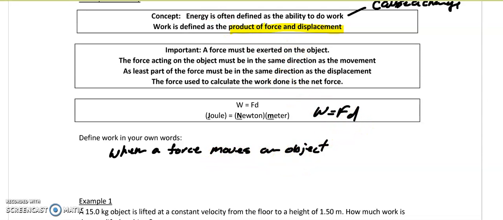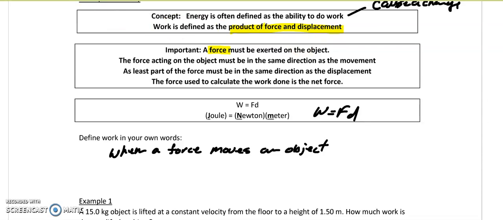Now, a couple of things here that you should be aware of. I want to highlight them. First of all, there must actually be a force exerted on an object. If it is just moving due to inertia, no work is being done. Right? Now, the force must be acting in the same direction as the movement.